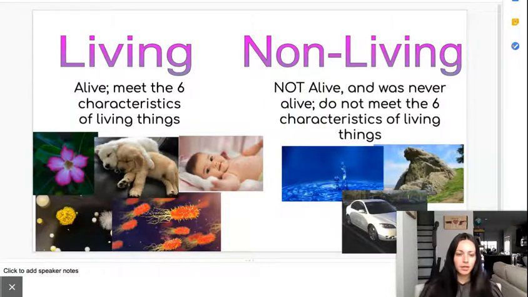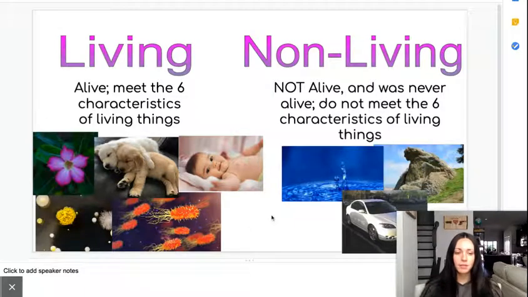So first, there are two categories that all things can fall under. They can either be a living thing, meaning that it's alive, or they are considered non-living, meaning that they are not alive and were never alive. Now, the way that we are going to do this is to learn about the 6 characteristics of living things. You will then be able to use those characteristics to determine whether something is living or non-living.